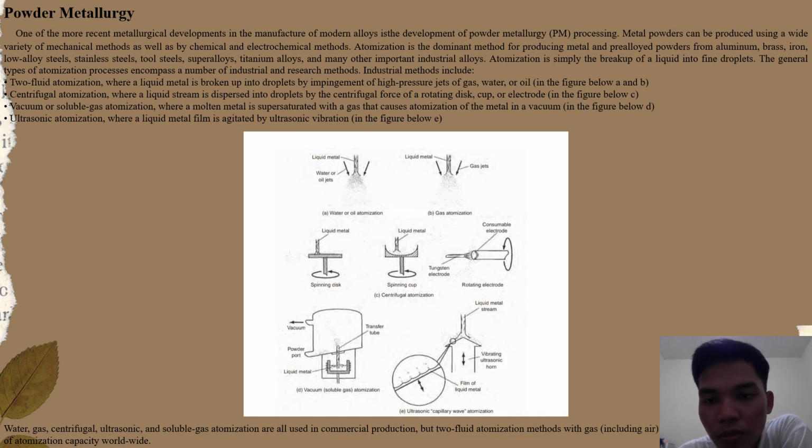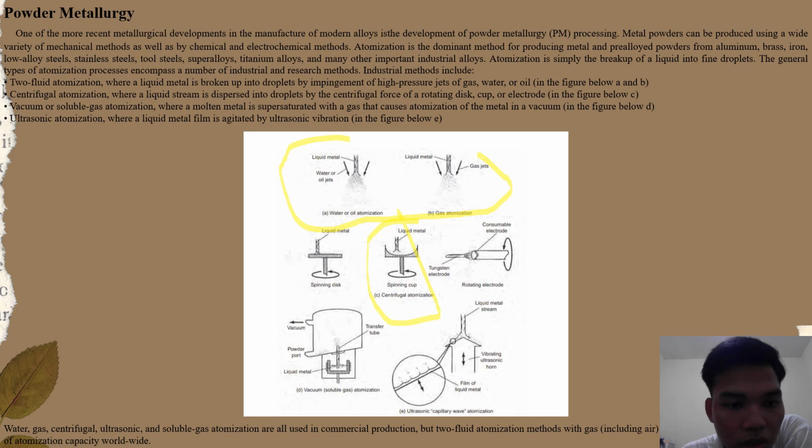Atomization is simply the breakup of a liquid into fine droplets. The general types of atomization process involve a number of industrial and basic methods. Industrial methods include fluid atomization, where liquid metal is broken into drops by impact of high pressure jets of gas, whether inert or air, in the figure below A and B. Centrifugal atomization, where a liquid stream is dispersed into droplets by the centrifugal force of rotation in a cup or electrode, in the figure below C.